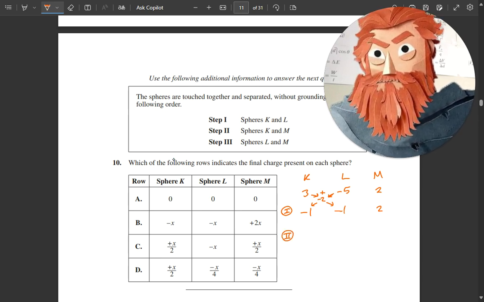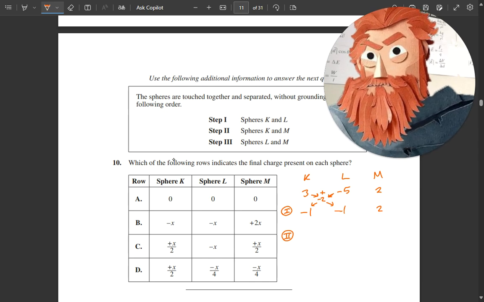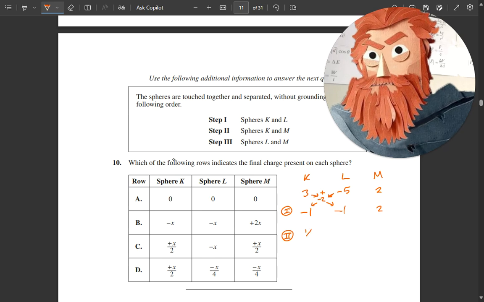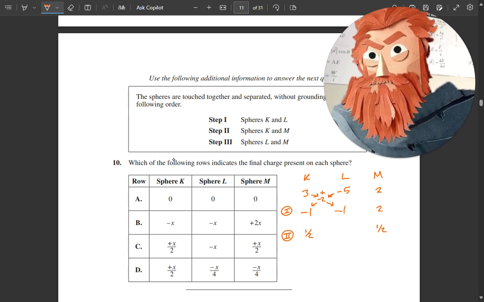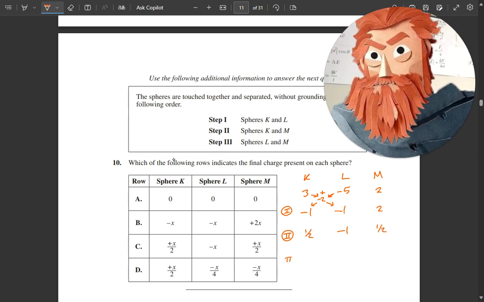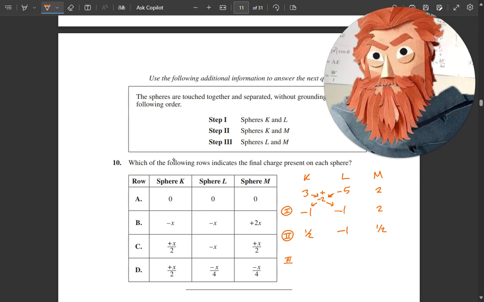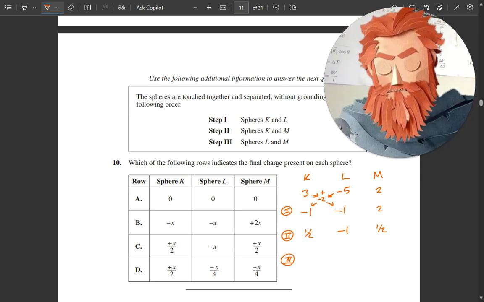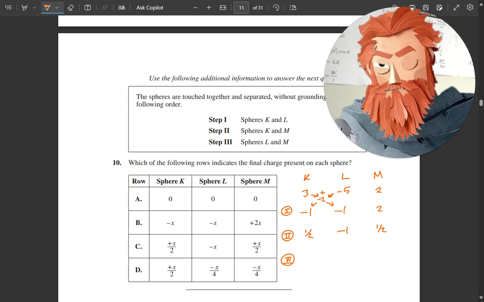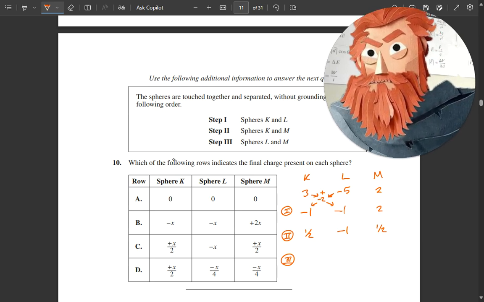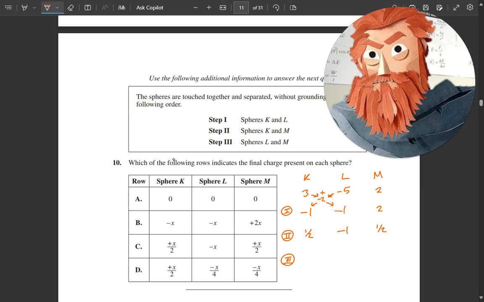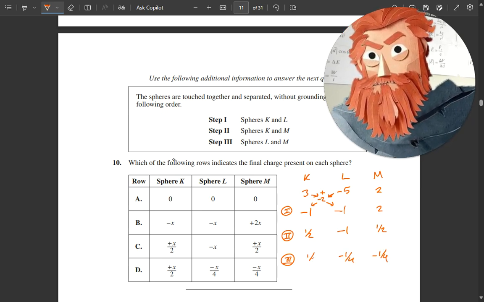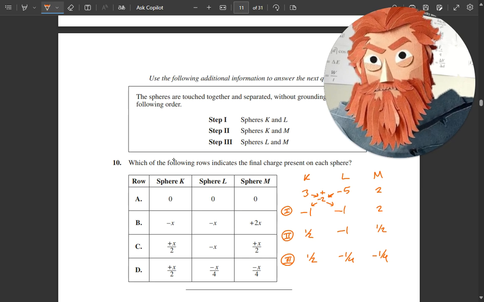In this case, I'm going to take K and M and add them together. So that gives me 1, and that's going to give me a half each for those. And this one I didn't do anything with. And then my last one here, I'm going to take L and M, add them together. So -1 plus a half divided by 2. So we get a quarter each. -1/4. So we got a -1/4, -1/4, and a half. So which one matches? D.